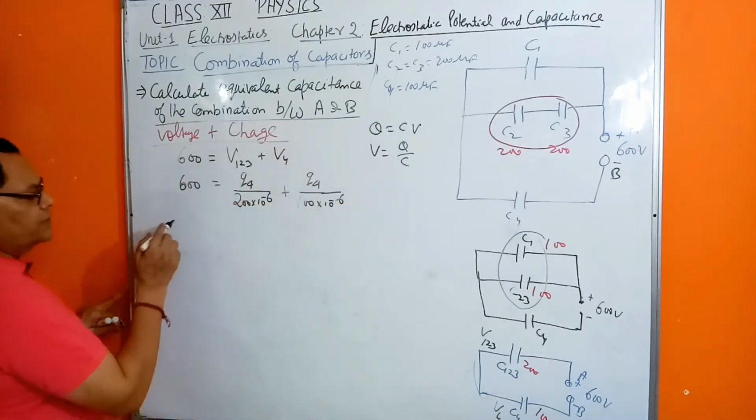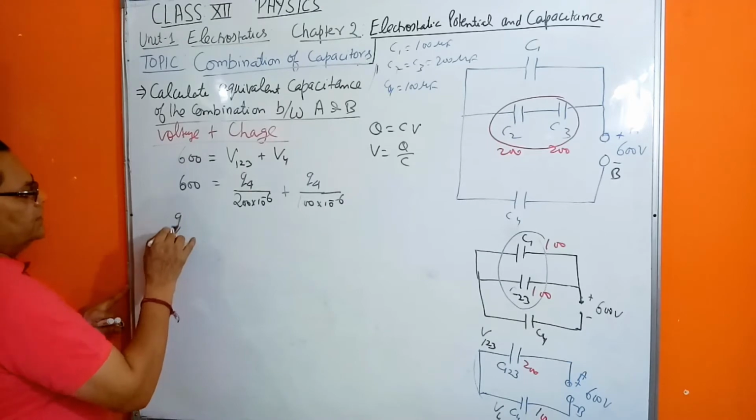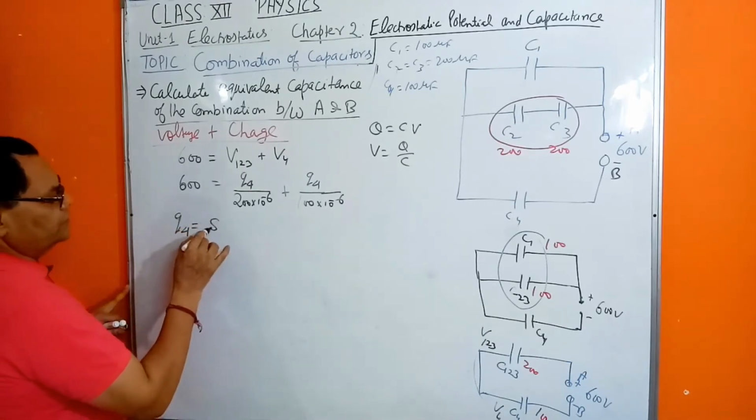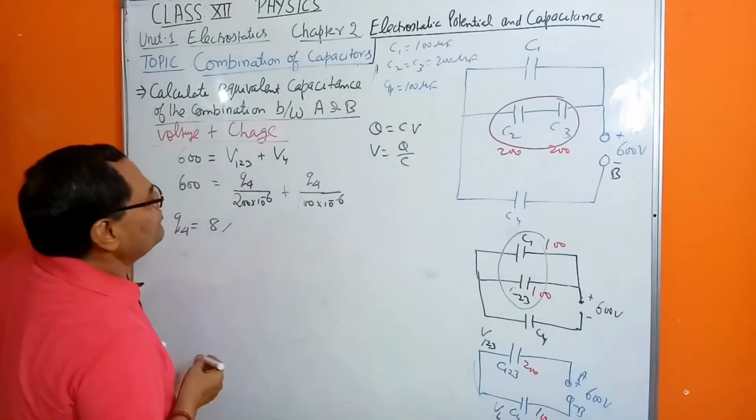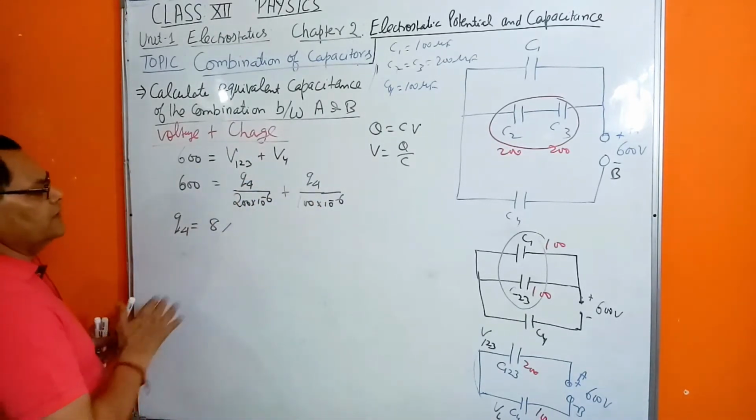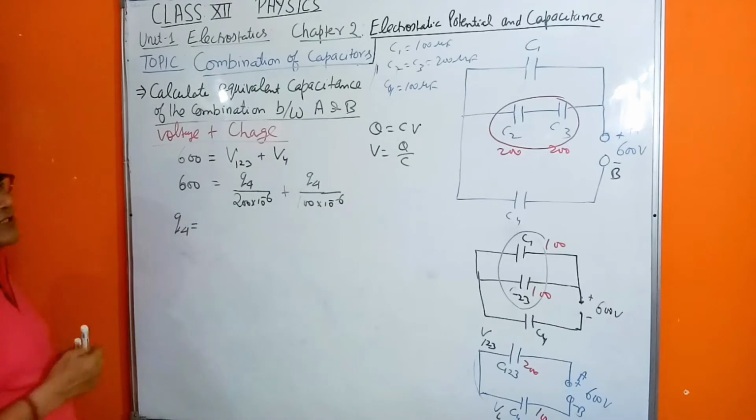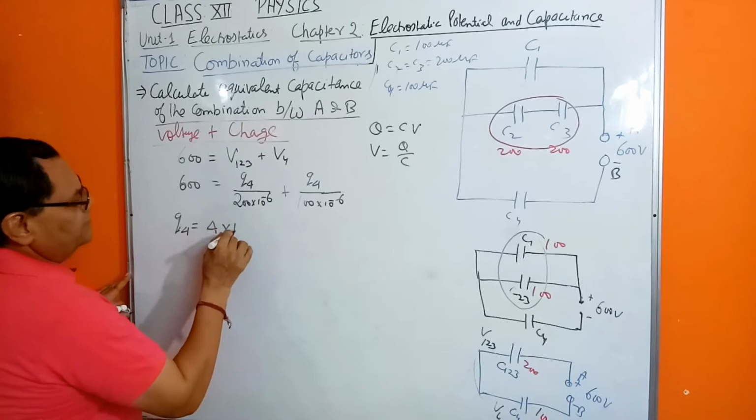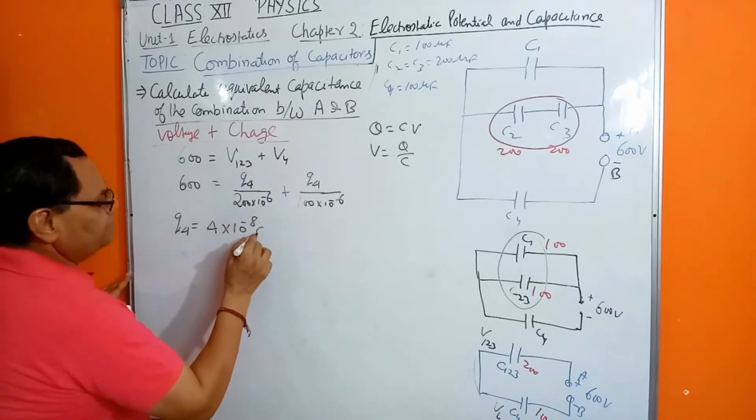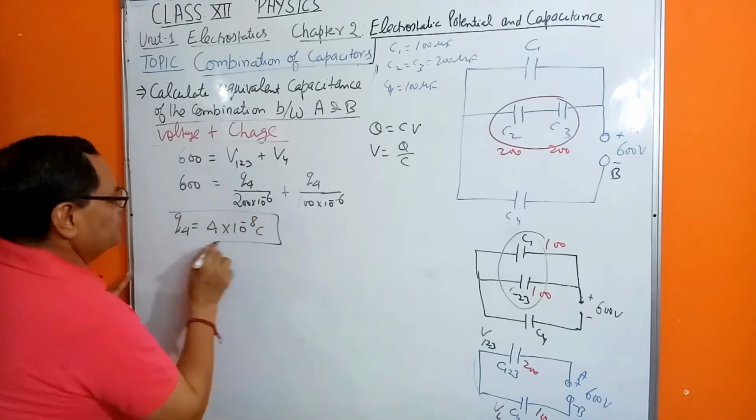If you solve it, I hope Q4 will be equal to, let me just see how much it will come. Can you try this? Just try for a minute. So when we simplify this, it will come as 4 into 10 to the power minus 8 coulomb.